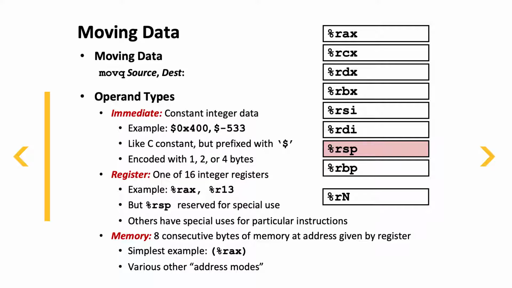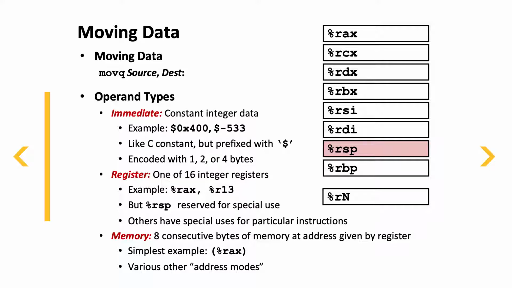The register is one of 16 integer registers that we just saw. One example would be RAX or R13, and this percent sign indicates that we're dealing with a register. But again, RSP, that stack pointer, is reserved for special use, so we don't touch that. And the others have special uses for particular instructions. So we have to be familiar with all of those special cases and where registers are going to get used for certain kinds of instructions, so that we don't end up doing something that messes up our program.